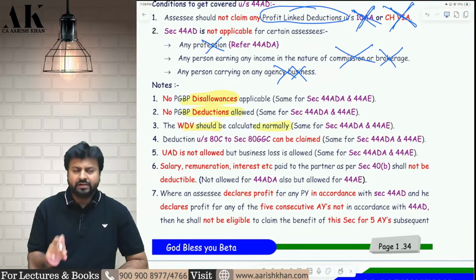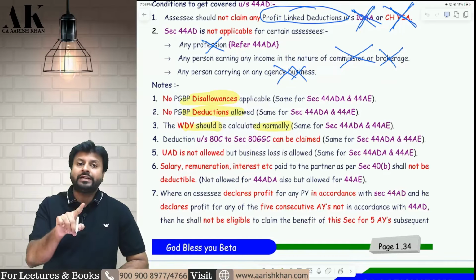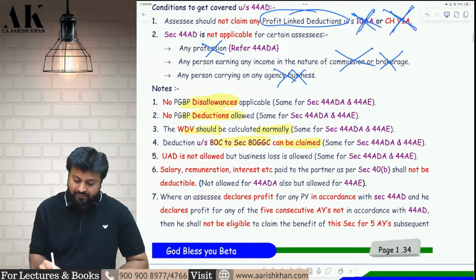The WDV of the asset will be computed normally, the way we compute for a normal assessee. You will compute the same way. The provision of 44AD overrides sections 28 to 44C. Therefore, only the PGBP application provisions will not apply. Chapter 6A provisions will definitely apply.